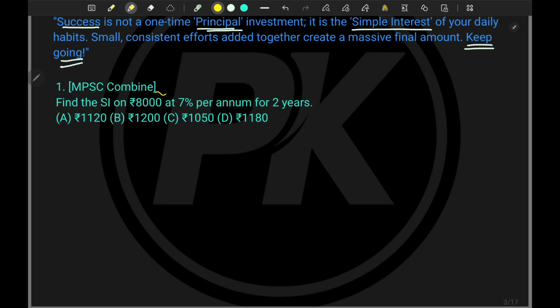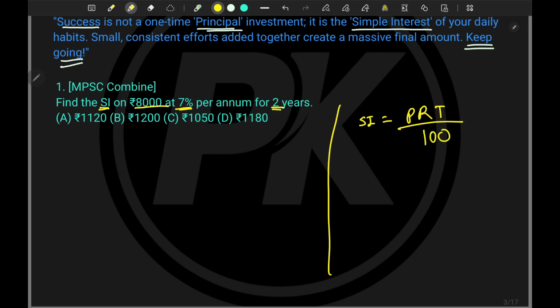So this problem is from the MPSC combined examination. Here it is asking: find the simple interest on 8,000, and the rate of interest is 7% per annum for 2 years. Now some people, those who don't know the shortcut methods, would simply use SI equals PRT divided by 100. We are going to use this formula for this problem, and also we will see the shortcut method as well, because using this formula will show you how to use it.